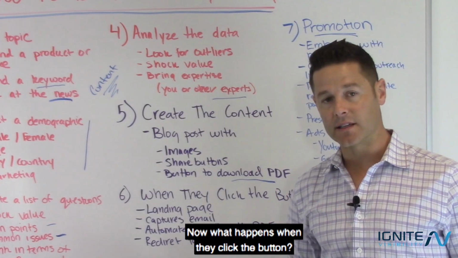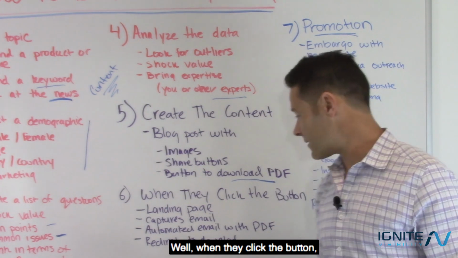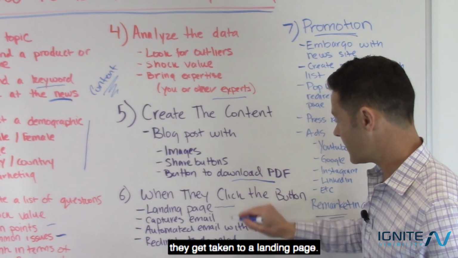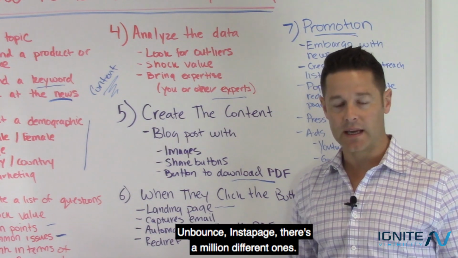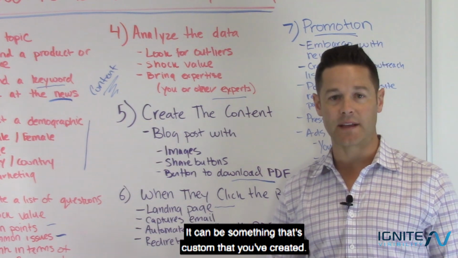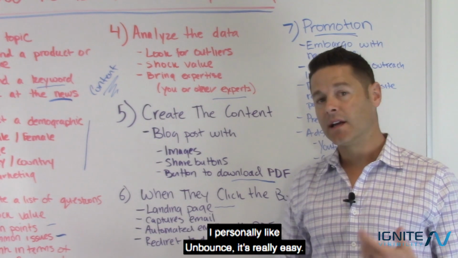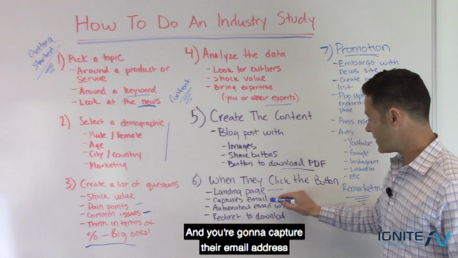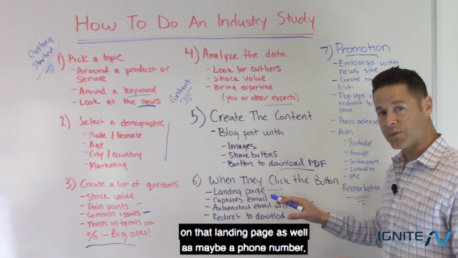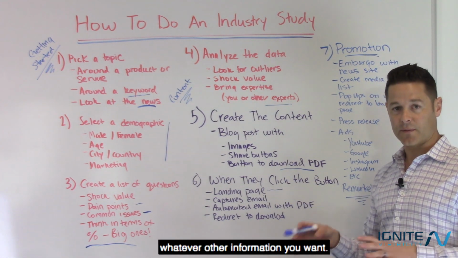Now what happens when they click the button? Well, when they click the button, they get taken to a landing page. You can build this landing page in ClickFunnels, Unbounce, Instapage. There's a million different ones. It can be something that's custom that you've created. I personally like Unbounce. It's really easy. And you're going to capture their email address on that landing page, as well as maybe a phone number or whatever other information you want.